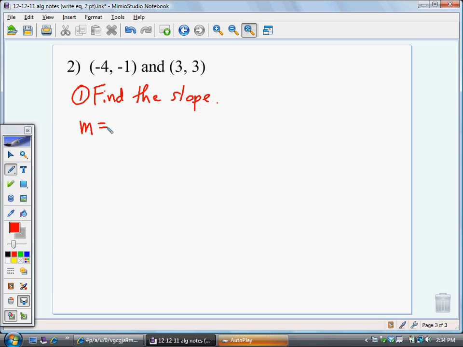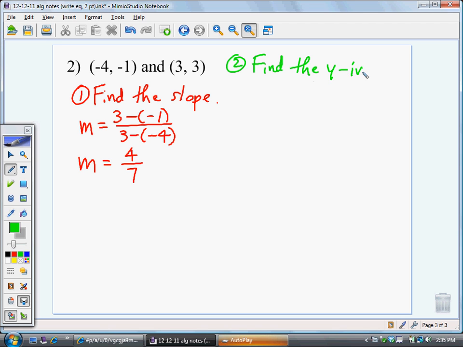3 minus negative 1 over 3 minus negative 4. 3 minus negative 1 is 4. 3 minus negative 4 is 7. So the slope is 4/7. Okay, step 2. Find the y-intercept. And you just have to use one point. It doesn't matter which point you use. This time I'm going to just pick one point. If I were doing this, I'd probably pick 3, 3 only because they're both positive.